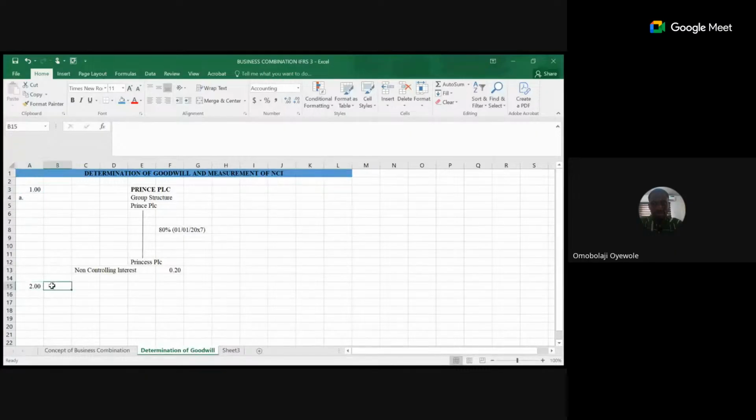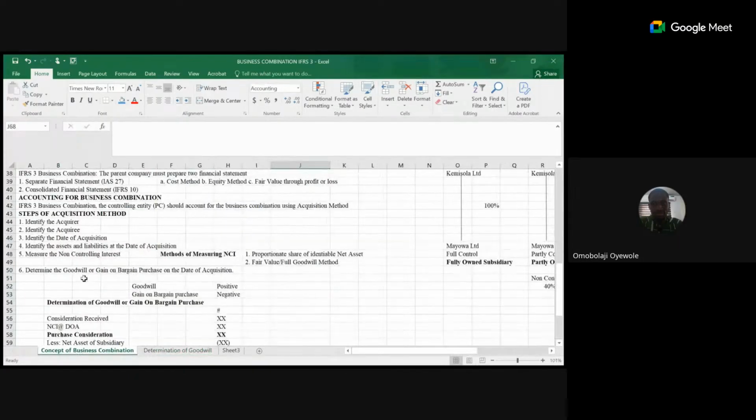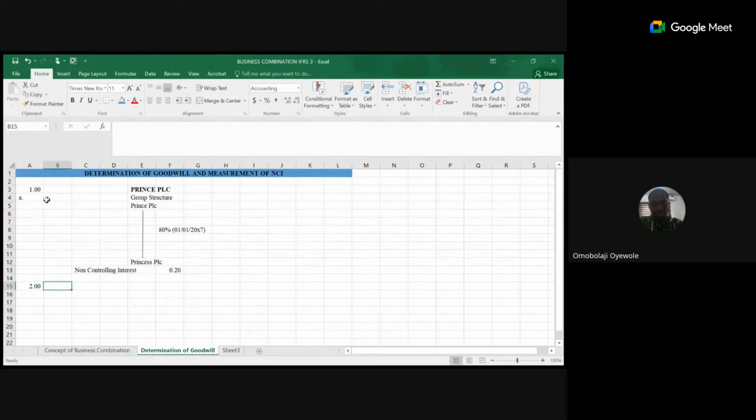Now, number 2. Number 2 is what? Determination of what? Goodwill. Yes. So we want to determine goodwill now. So how do we determine goodwill?